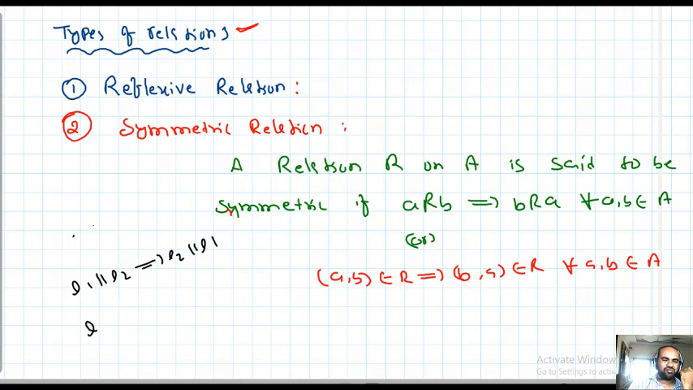Now take perpendicular. L1 perpendicular to L2 implies L2 perpendicular to L1. Correct, no? L1 is perpendicular to L2 means L2 is also perpendicular to L1. So A related to B implies B related to A. That means perpendicularity is a symmetric relation, but not reflexive. Congruency is symmetric. Okay, similarity is symmetric. Like that we have several symmetric relations. This is about the symmetric relation.